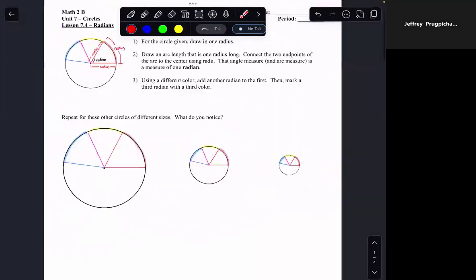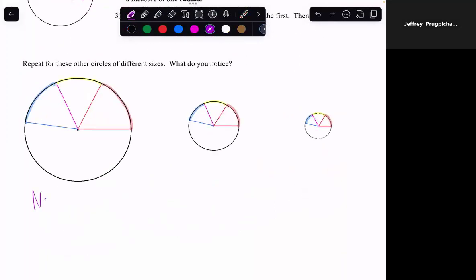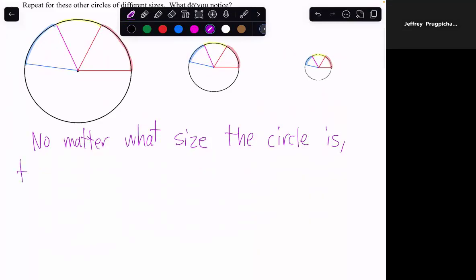Okay, so we can say that first. No matter what size the circle is, I'll use numbers.